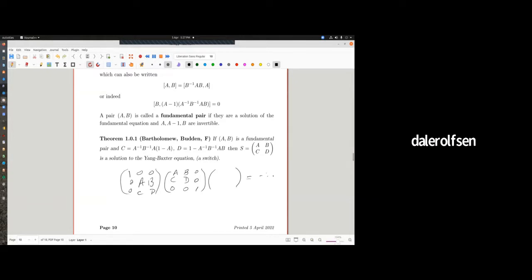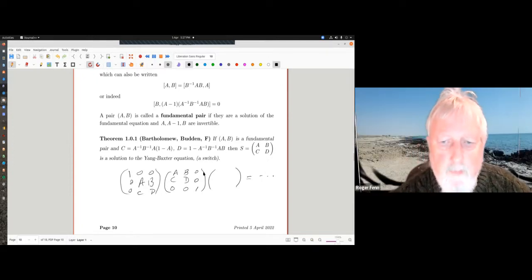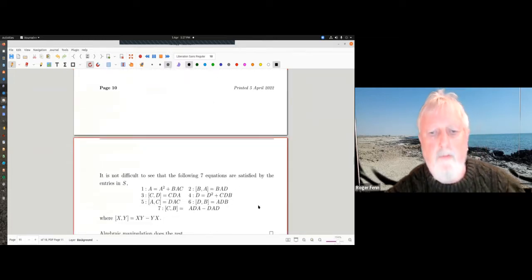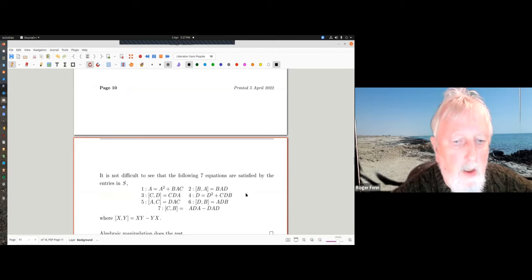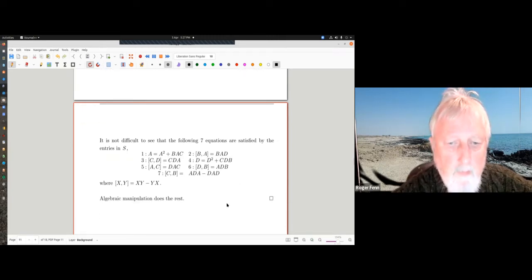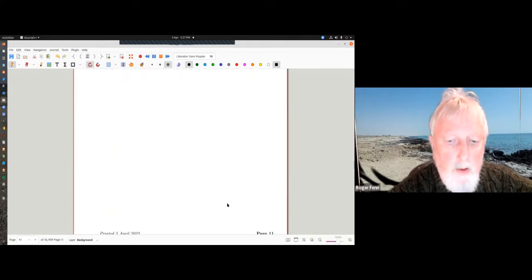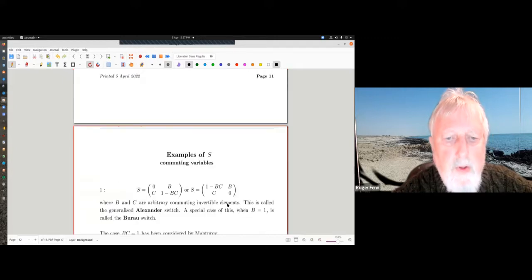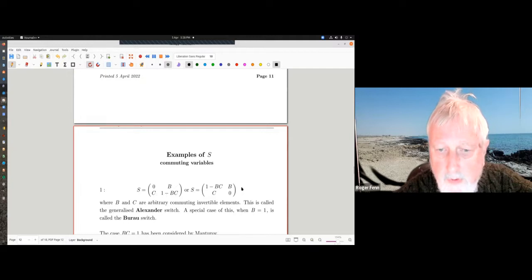And then, yeah, okay, so you get 7 equations, and they are this, right? And then you do manipulation. So, right, let's suppose things commute, and it's a lot simpler. And these are 2 possible solutions.